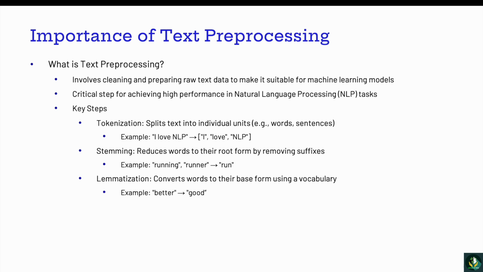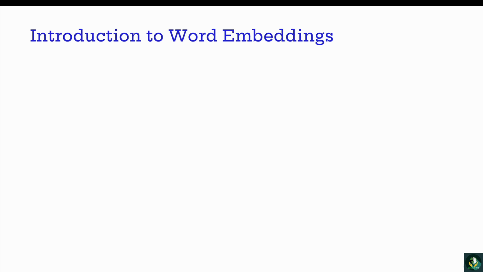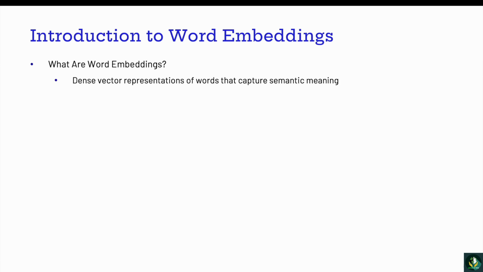Now, why is pre-processing important? First, it reduces noise in the data. Second, it standardizes the input for models. And third, it improves feature extraction and model accuracy. Now, let's talk about introduction to word embeddings. Now, what are word embeddings? Word embeddings are dense vector representations of words that capture semantic meaning.